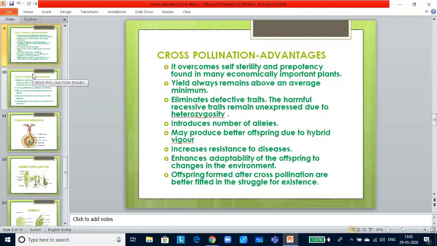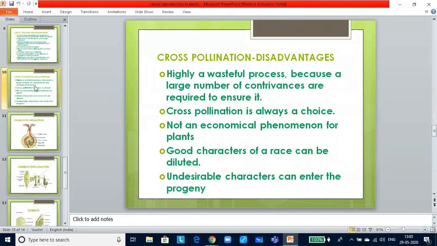So what are the advantages? It overcomes self-sterility and prepotency found in many economically important plants. Yield always remains above an average minimum. It eliminates the defective traits. Harmful recessive traits remain unexpressed due to heterozygosity. It introduces a number of alleles. It produces better offspring due to hybrid vigor or heterosis. It increases resistance to diseases and enhances adaptability of the offspring to changes in the environment. The offspring formed after cross pollination are better suited to survive in a particular environment. That is, it leads to survival of the fittest.